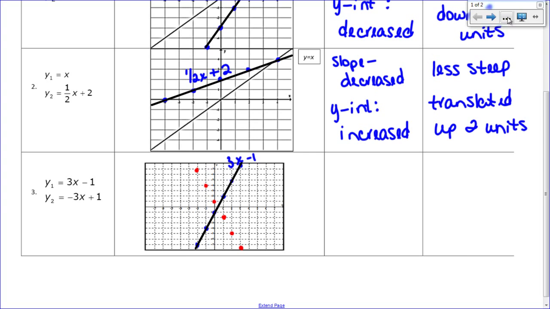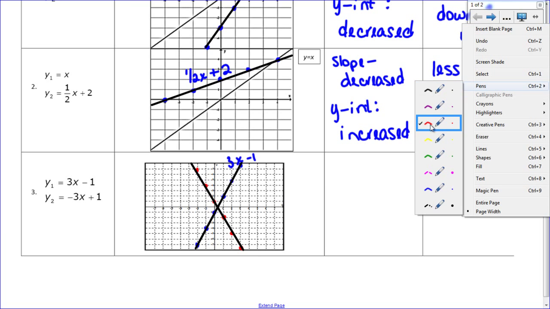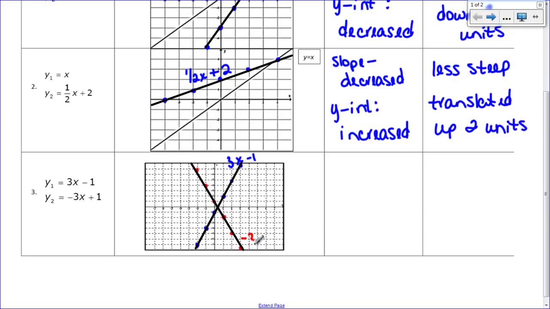And I can connect those points and make a line. So that's my negative 3x plus 1. So what changed? Well, let's see. I didn't change the slope. The slope was 3 and the slope is 3. So both of them have a slope of 3. So the steepness is not going to change.